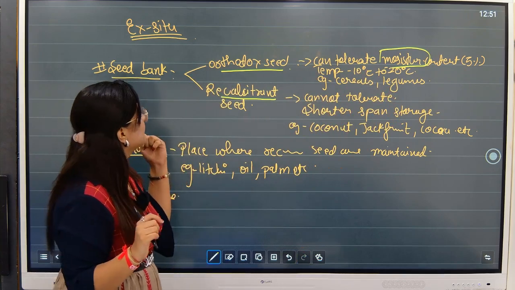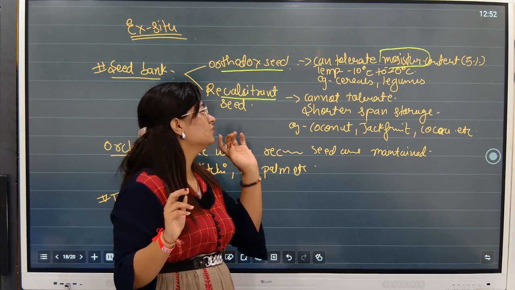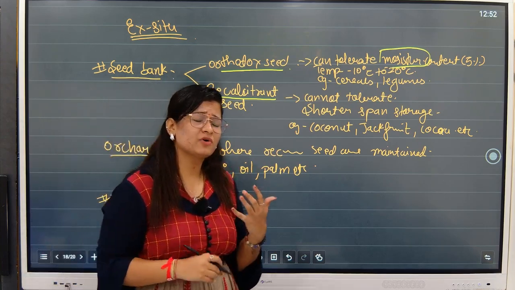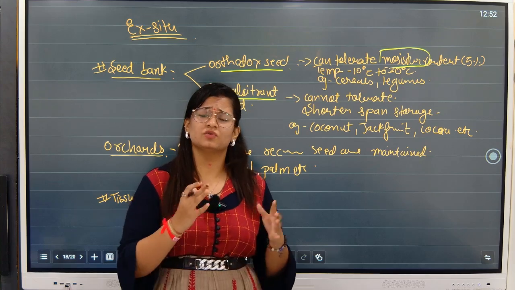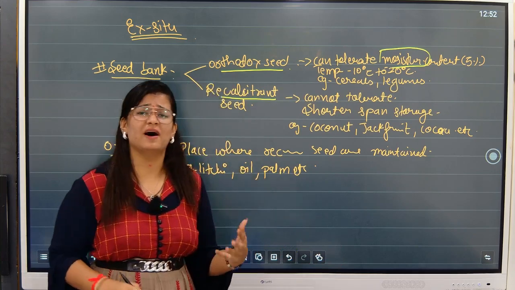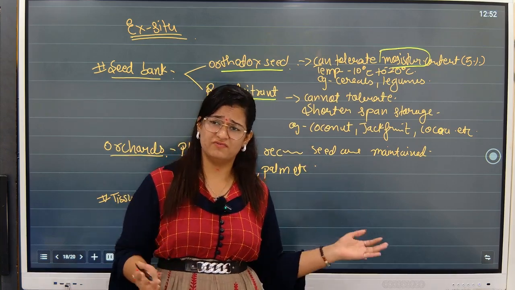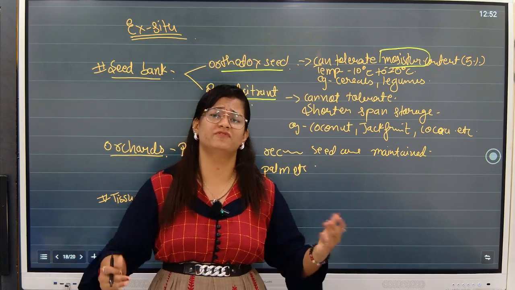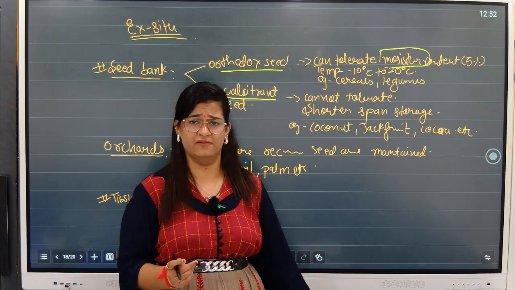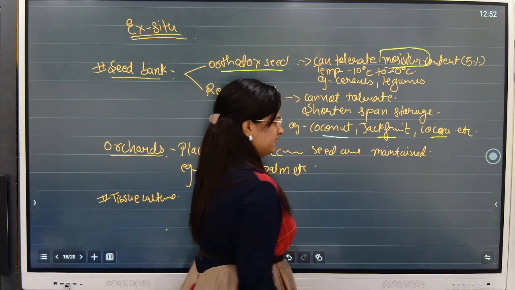Second is recalcitrant seed which cannot tolerate the above two conditions. Okay, hence they are going to have the shorter lifespan. So उनको हम लोग limited time के लिए ही store कर सकते हैं, ज़्यादा time के लिए store नहीं कर सकते. Now the farmers and all, they really use all these types of seeds from the seed banks because of the green revolution. We have got a lot of techniques with which we can increase the agricultural yield, and hence it is very helpful. So example है इसका coconut, jackfruit, cocoa, etc.